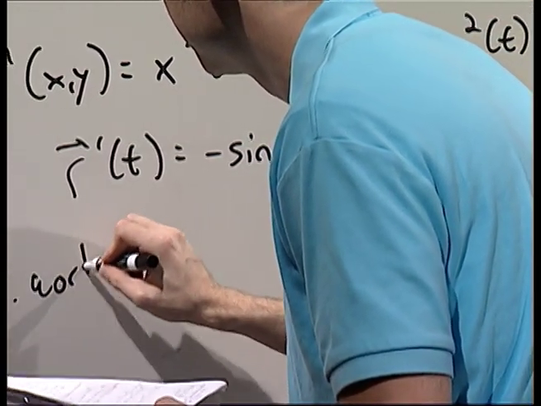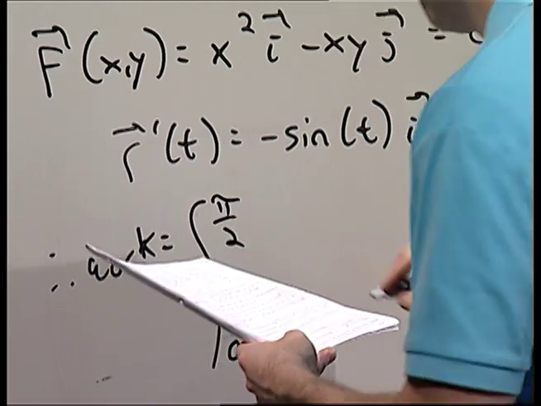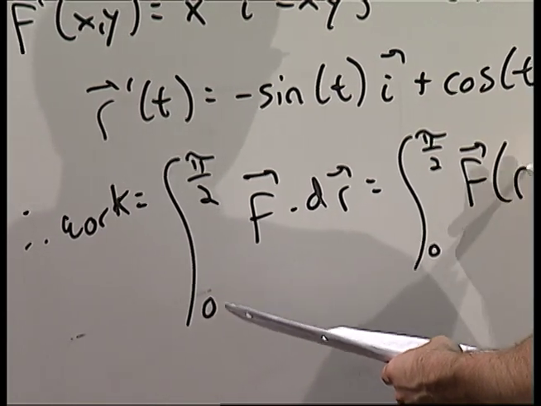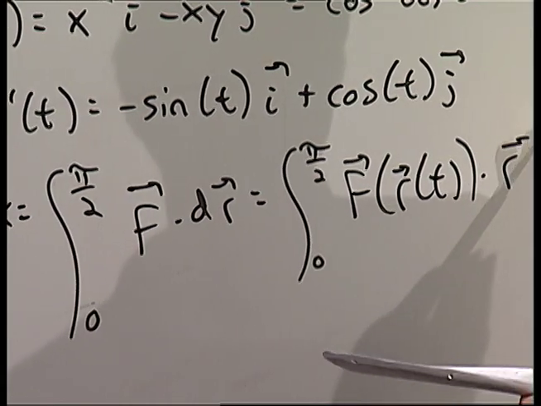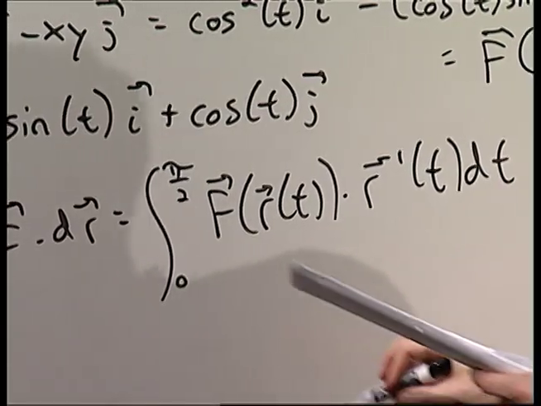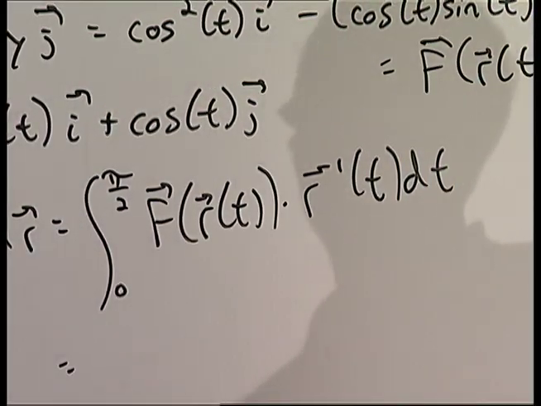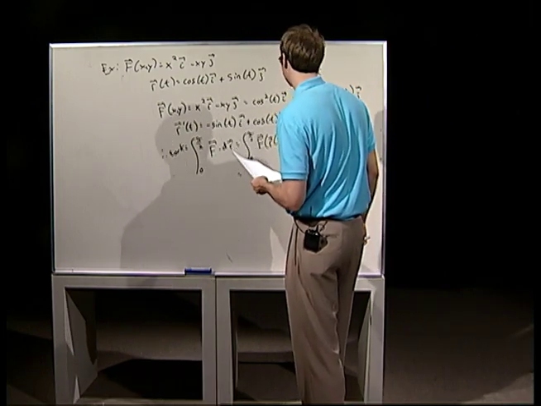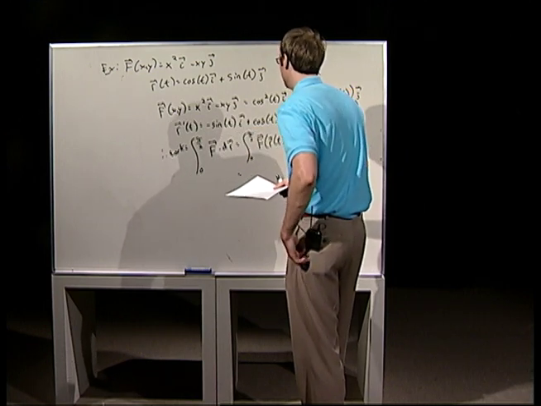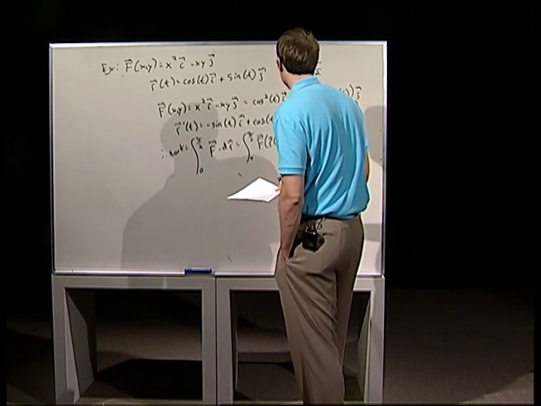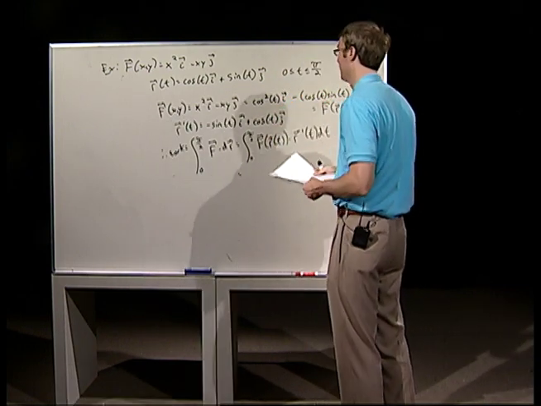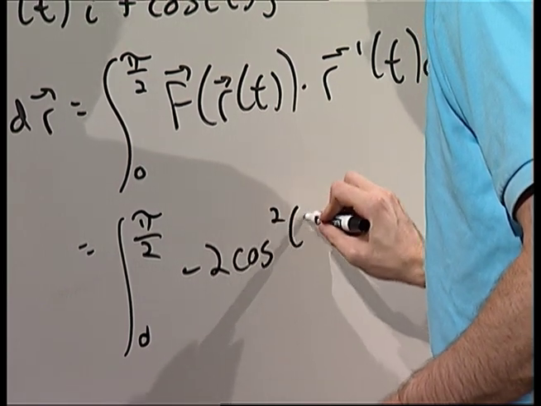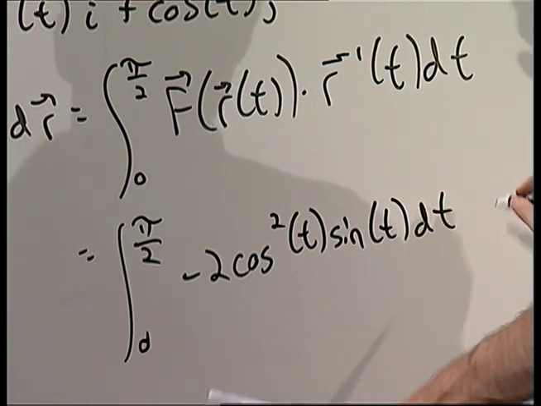Work then is the integral from 0 to pi over 2. The shorthand is F dot dr. Slightly longer hand, F of r of t dot r prime. So if we dot these together, what do we get? We get negative cosine squared sine minus cosine squared sine again, right? So we really get the integral from 0 to pi over 2 of minus 2 cosine squared t sine t dt, right? Is that what I have?